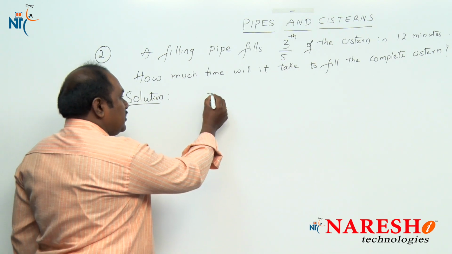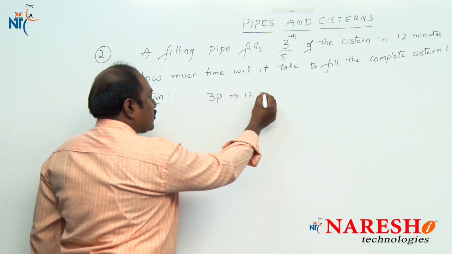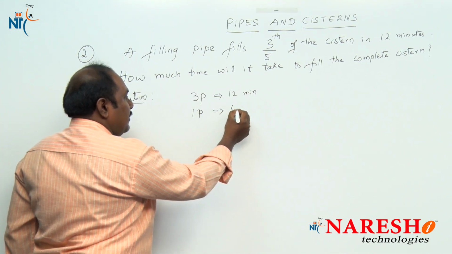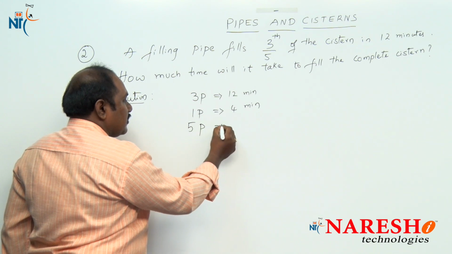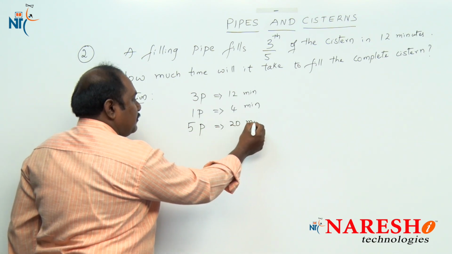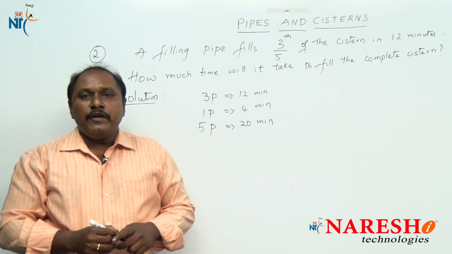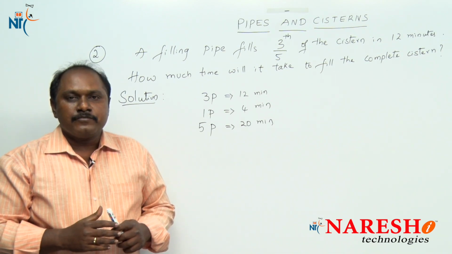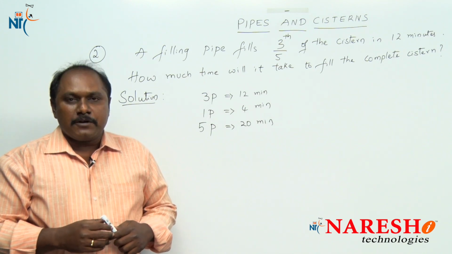So, simple solution is, to fill 3 parts, the pipe takes 12 minutes. To fill 1 part, the pipe should take 4 minutes, and to fill 5 parts, the pipe should take 20 minutes. 5 into 4, 20 minutes. So, to fill the complete cistern, the pipe takes 20 minutes. Now, let us discuss the next question in this chapter.